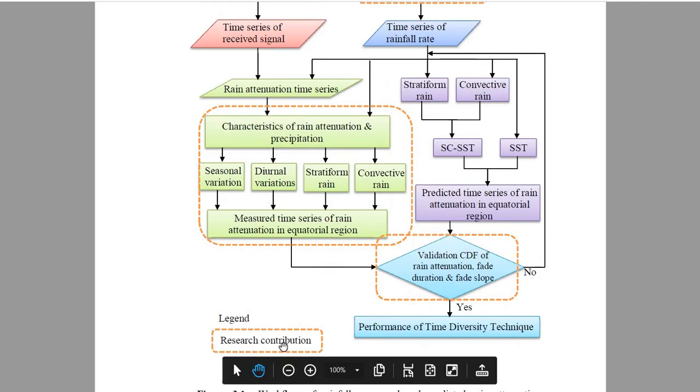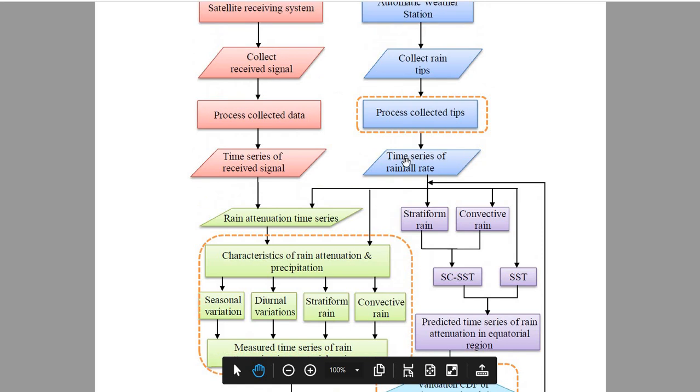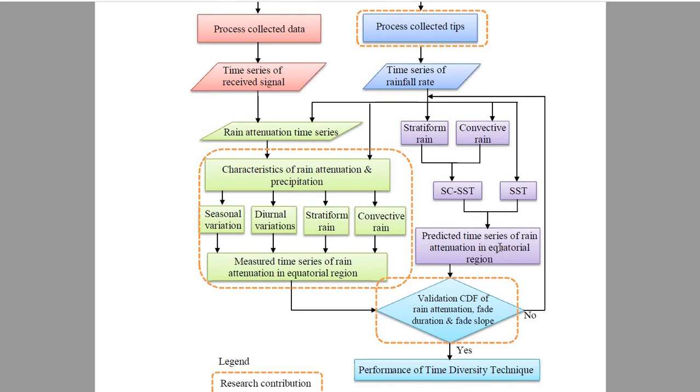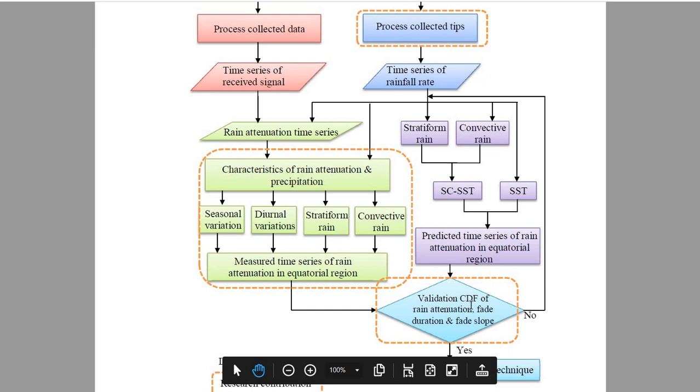You see that research contribution, and then you get the time series, and then you analyze the data in terms of stratiform, convective, SCST and SST. You do the prediction, and after you do a prediction, you validate the cumulative distribution function of the rain attenuation, fade duration, and fade slope. This one is also a contribution.